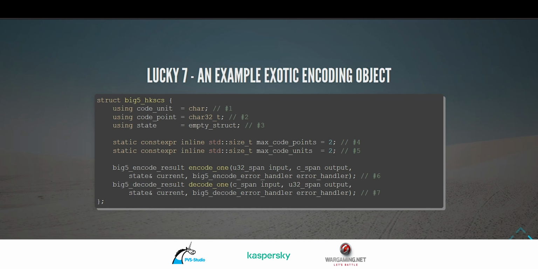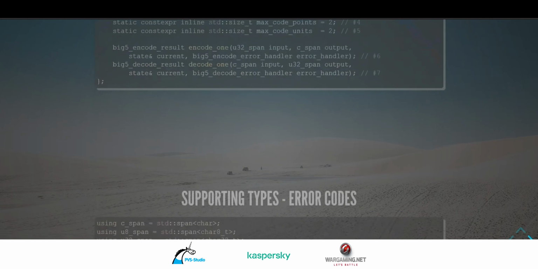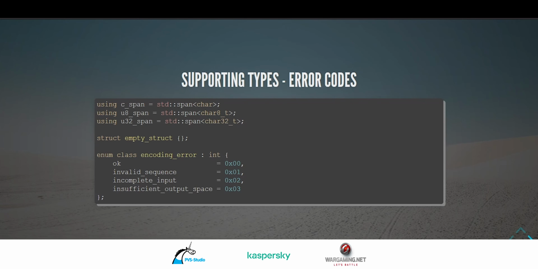And so I've been throwing around a lot of these encode error handlers and encode results and other stuff. I've just been glossing over them because I do explain it multiple times in previous talks, but we'll go over it a little bit. So, in case you were lost, right? The C-span and U8 span, U32 span, they're just std::spans of char8_t, char32_t, right? They provide you a view of contiguous data, right? So you can look at an array, you can look at the data of a vector, you can look at all sorts of things.